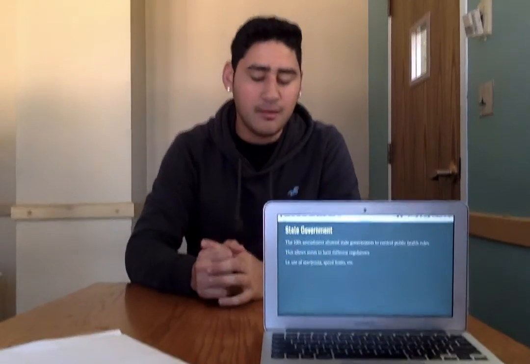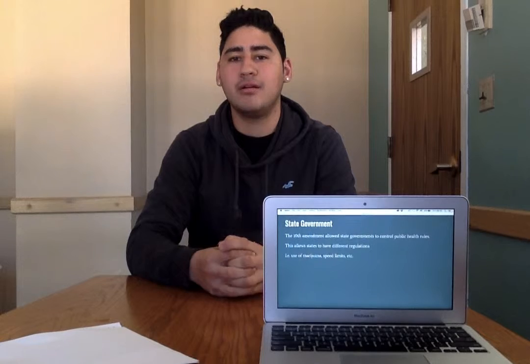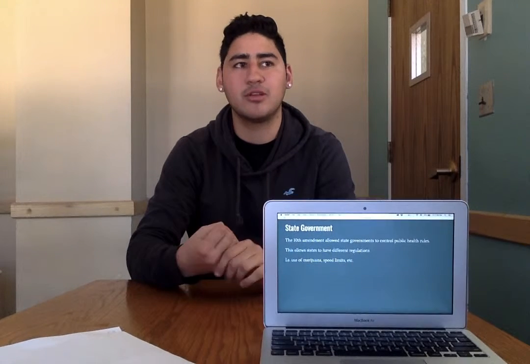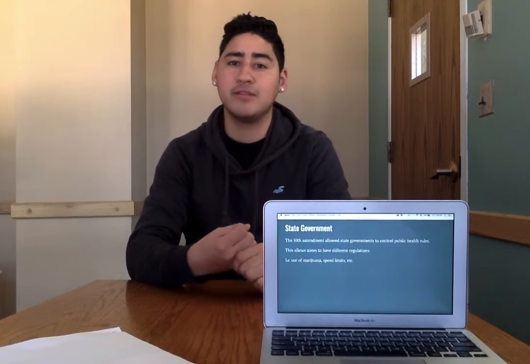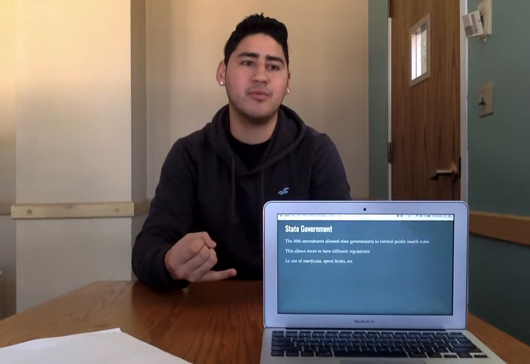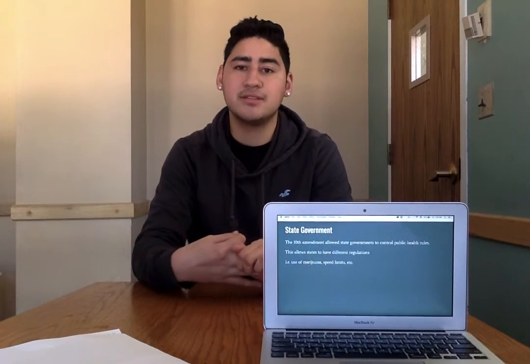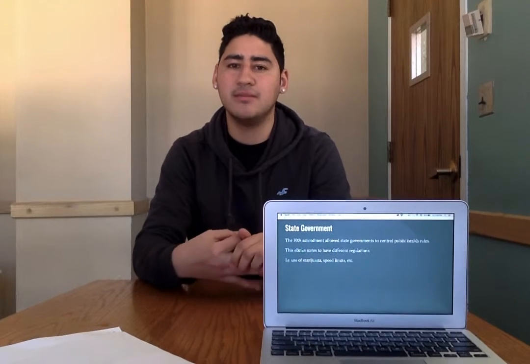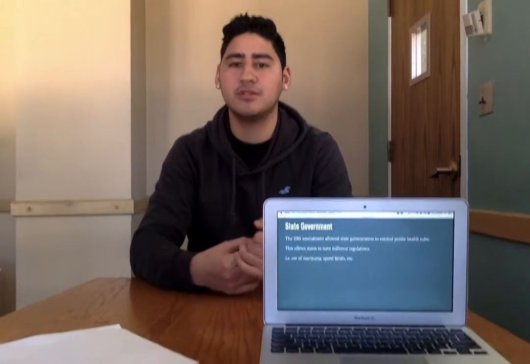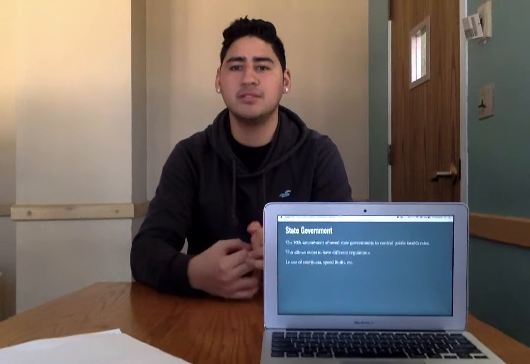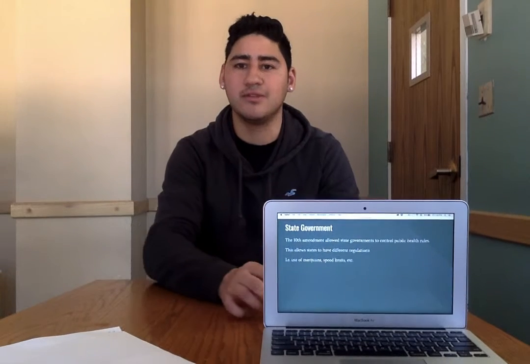Oh, okay. Some examples of this law in the Constitution could be the use of medical marijuana, where federally it's illegal, but here in California, we have medical use and recreational use. Speed limits, different states have different speed limits. So depending on if it's a school zone or highways, all the speed limits are different.